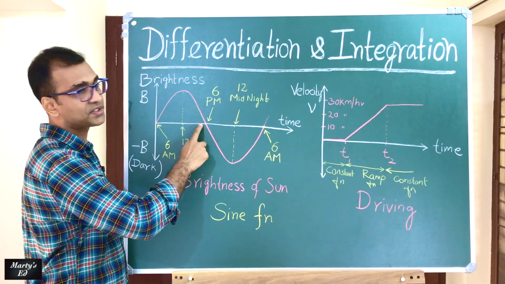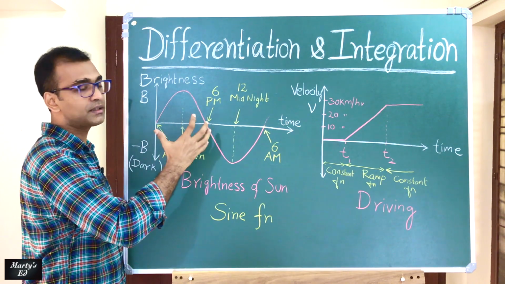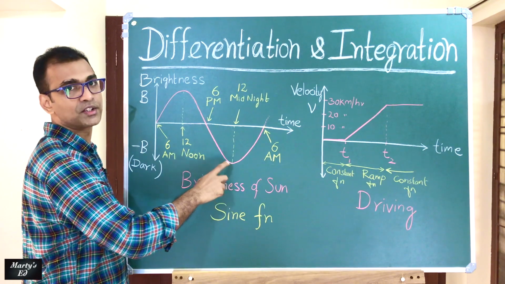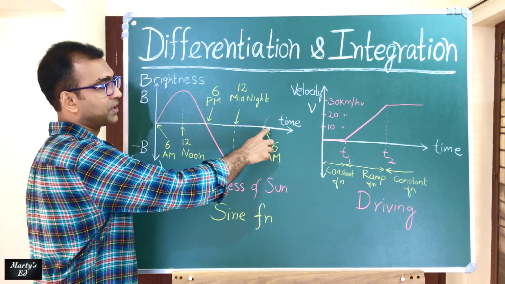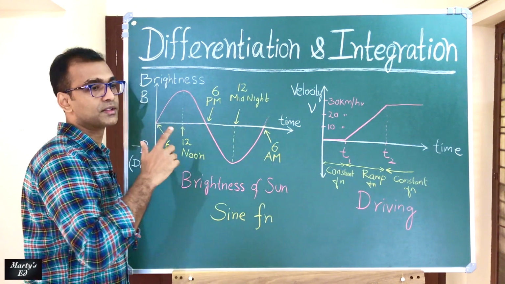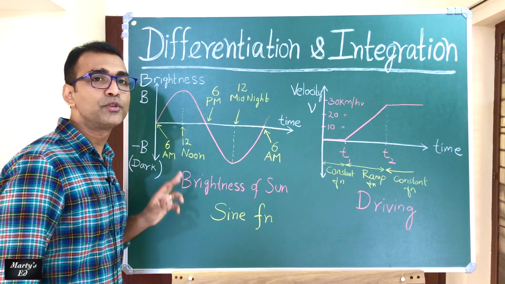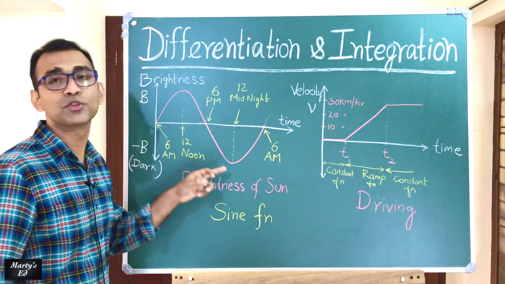and by evening 6 p.m. it is going to get darker, and at 12 midnight it is maximum dark, and again at 6 a.m. it is going to get brighter. This is in India, so we get a graph something like this. If you draw the brightness of the sun, it's coming like a sinusoidal function.